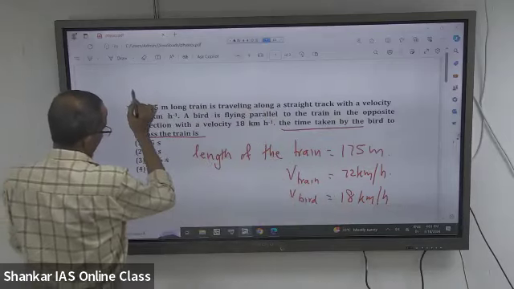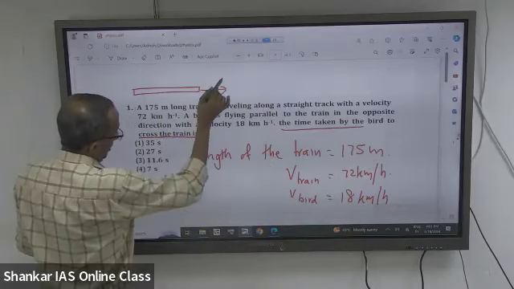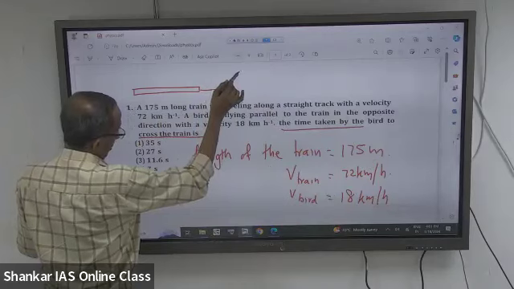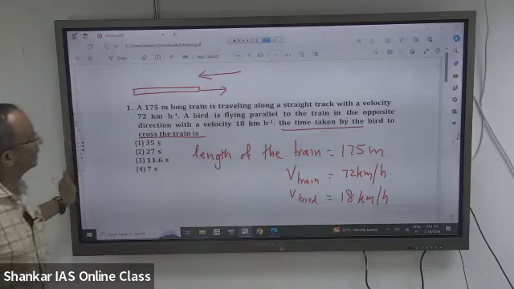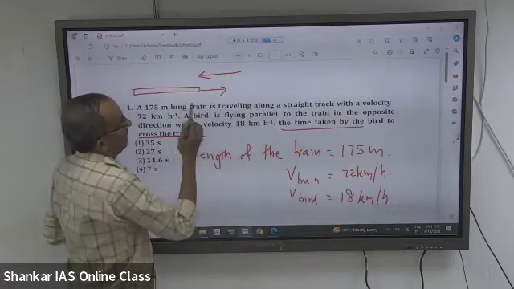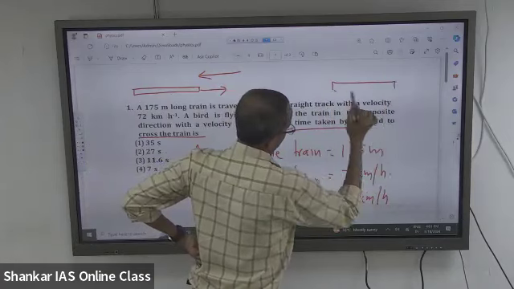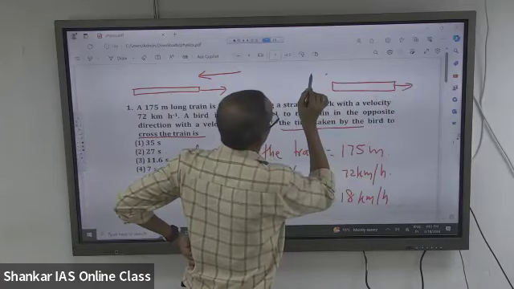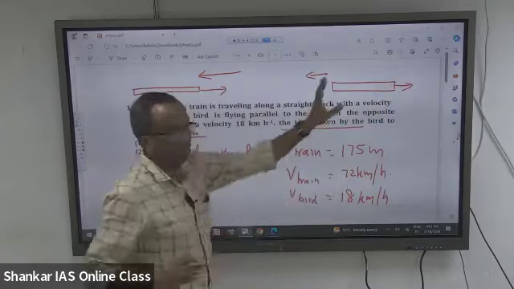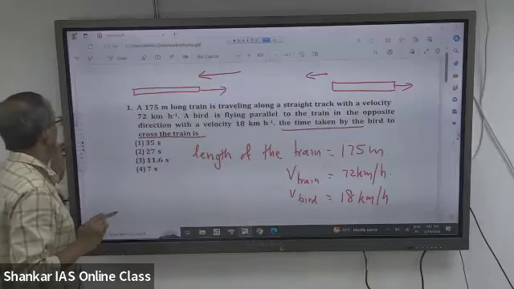See, the train is moving in this direction. The bird is flying in the opposite direction. As the train moves forward, the bird is moving in the opposite direction. After some time, the train will be here and the bird will be here. The bird has crossed the train. How much time has the bird taken to cross the train? That we have to find out.